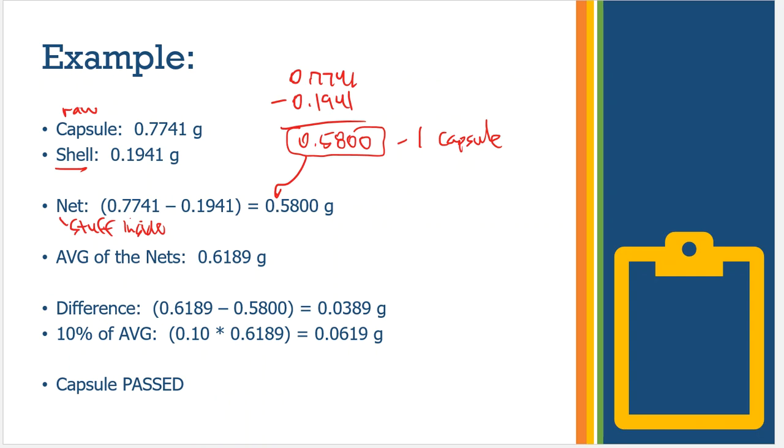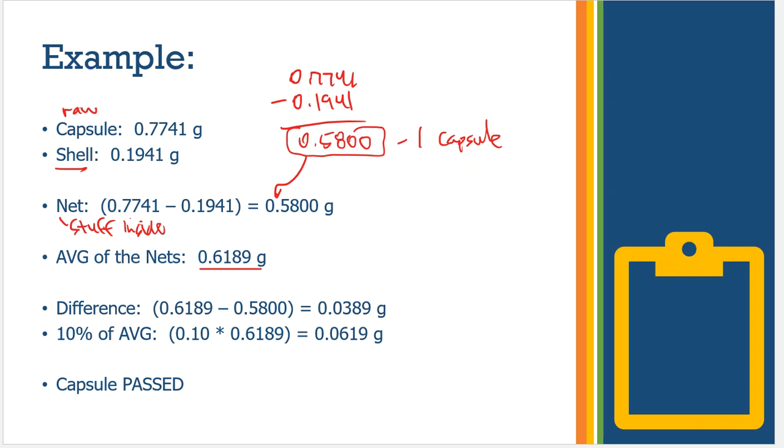I'm going to have 20 data points here. So I'm going to look at these nets, these differences, and just like before, I go to Excel and type in equal AVERAGE, and I highlight all of these differences from all of these capsules. And I'm going to have an average of 0.6189 gram. All right, that's great.